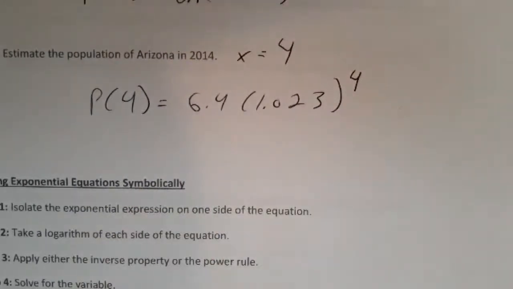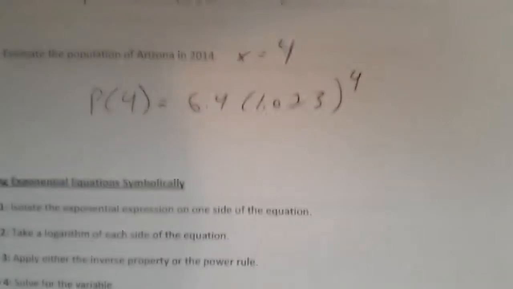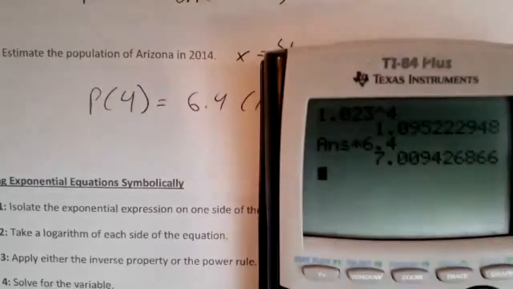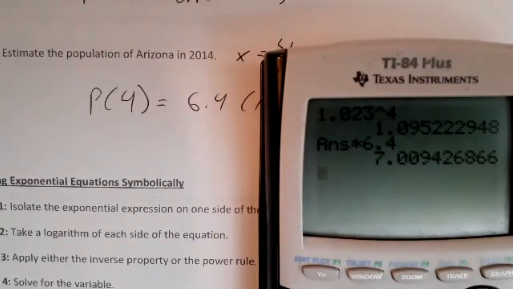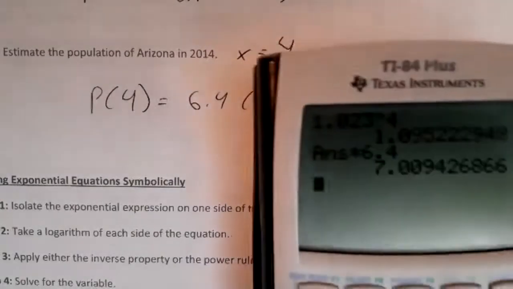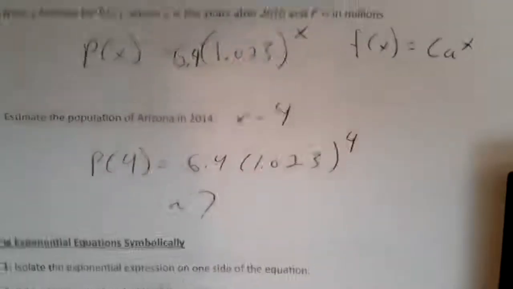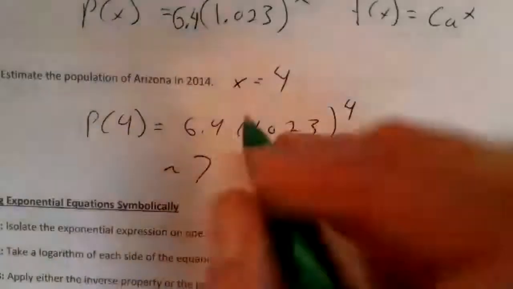I did it in my notes. 1.023 to the 4. Let's double check it. So I'm getting like 7.009, somewhere in there. And so you might as well round that. It's about 7, and what were we in? Millions? Millions.